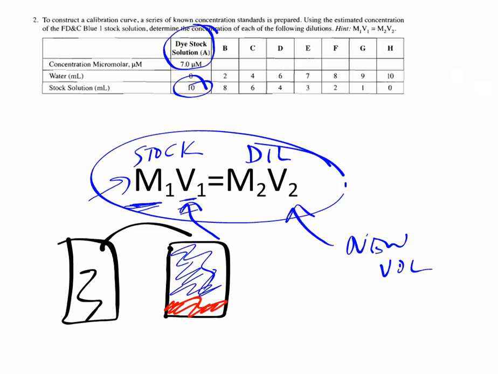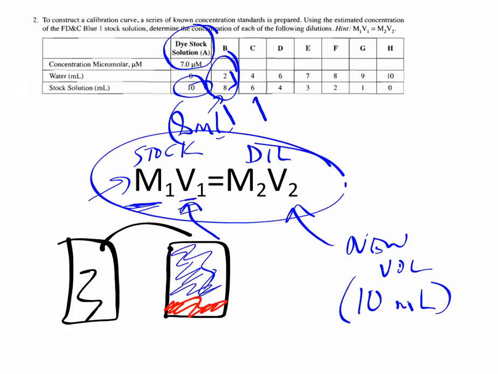Then what you're going to do is you're going to combine different ratios. Like the first one, you could combine 2 milliliters of water, 8 milliliters of stock. So the value of the stock would start out as 8 milliliters. You would put it here. That's going to be your V1 right here. Your V2 is going to be the total. It's always going to add up to 10. So when you're doing your lab calculations, the new volume is always going to be 10 milliliters. In each of these, if you add them up, if you'll notice, they'll all equal 10 milliliters. So the new volume is always going to be 10 milliliters.